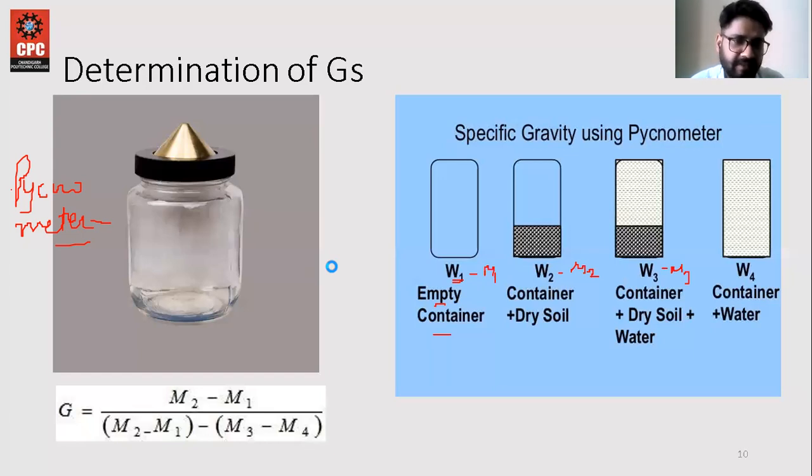So specific gravity, which is G, can be calculated as (M2 minus M1) over [(M2 minus M1) minus (M3 minus M4)]. So this equation will give the value of specific gravity of that soil sample.